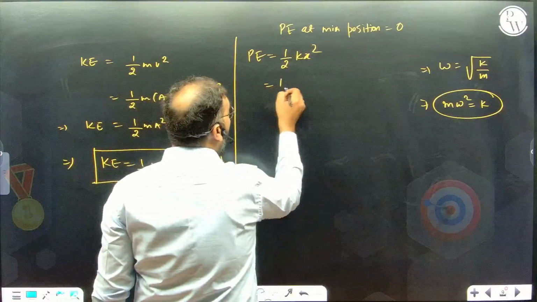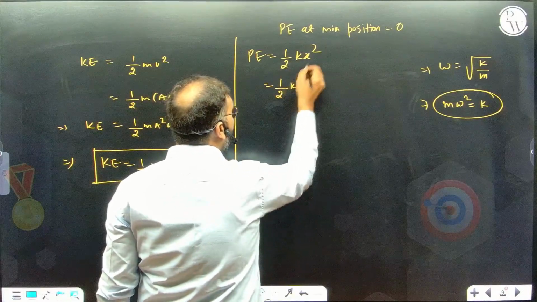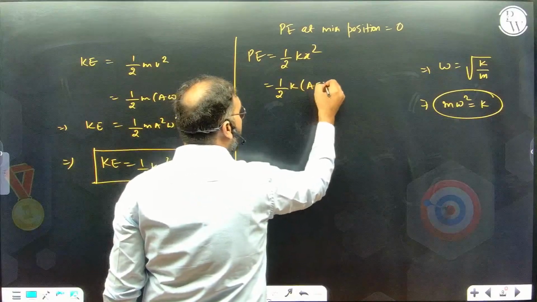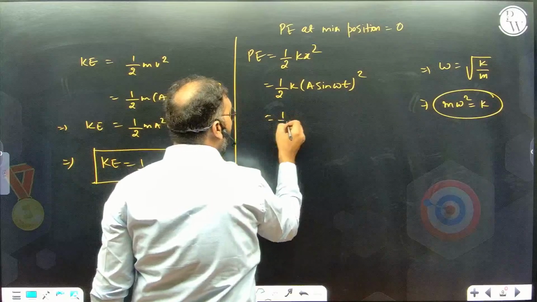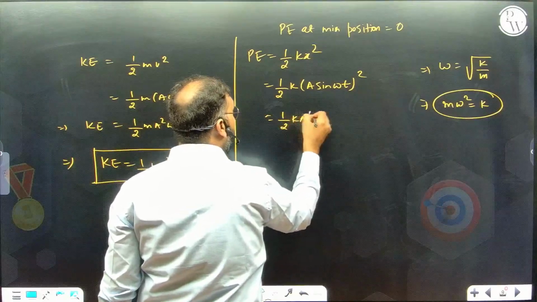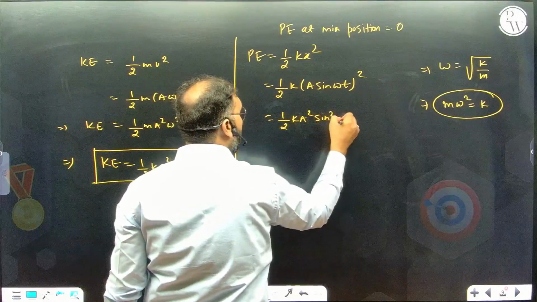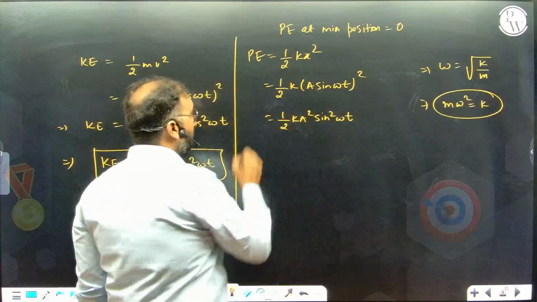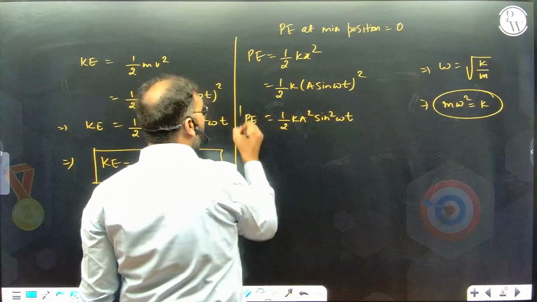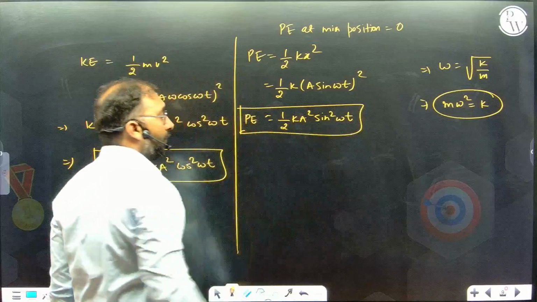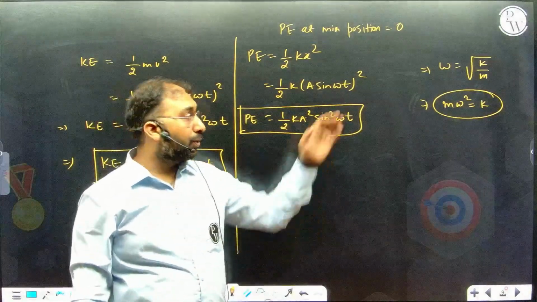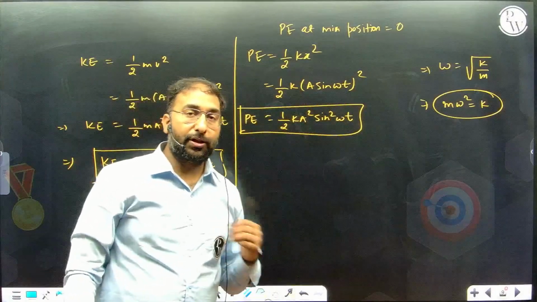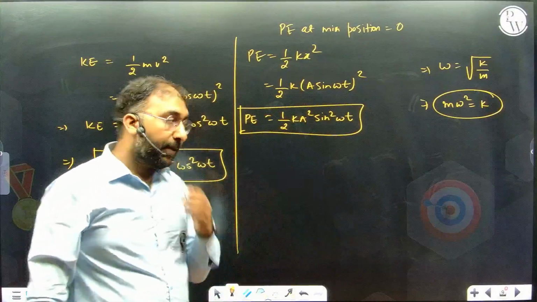So this is half k, and x is A sin omega t, squared. So this is half k A square sin square omega t. This is the expression for the change in potential energy of the particle from the mean position, assuming potential energy at the mean position to be 0.